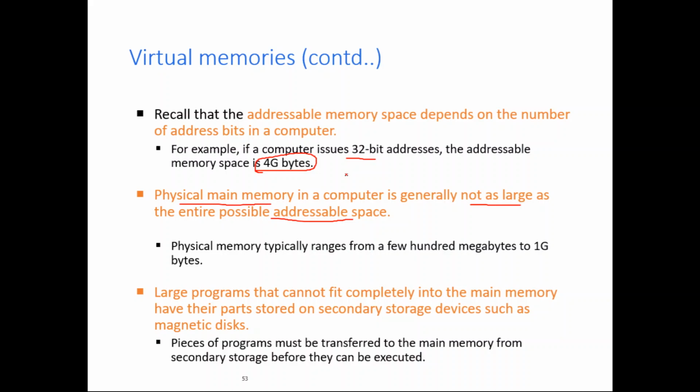Okay. So physical memory typically ranges from a few hundred megabytes to 1 gigabyte. Okay, this may be old information. As of today's computers, it is very normal to have 4 GB memory, right? Even many of you may be having 8 GB or 12 GB memory, right? So as of today's scenario, 8 GB is very common.